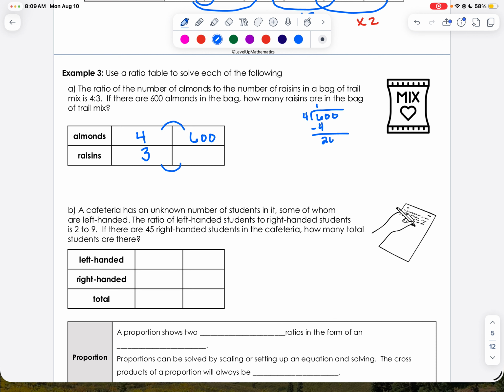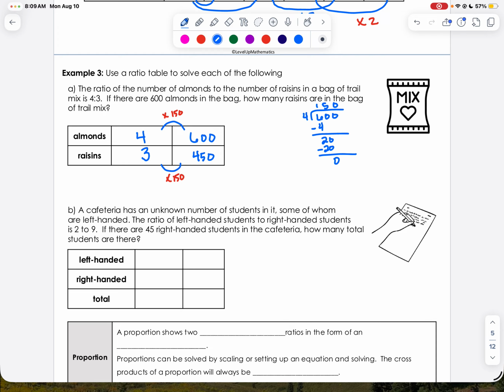Subtract and bring down. 4 goes into 20 5 times. Subtract and bring down. 4 goes into 0 0 times. So my scale factor is 150. So 3 times 150 would be 450 raisins in the trail mix.